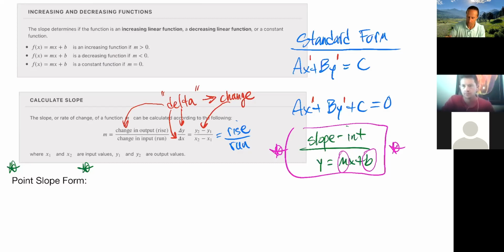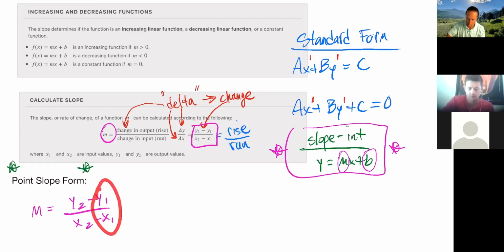But the point slope form I'm going to show you actually comes from this formula, our slope formula. Remember, it was y2 minus y1 over x2 minus x1. But notice this has 2 points. With this form, it only has 1 point in the slope. Obviously, there's our slope. So what I'm going to do is I'm going to actually get rid of our second point.